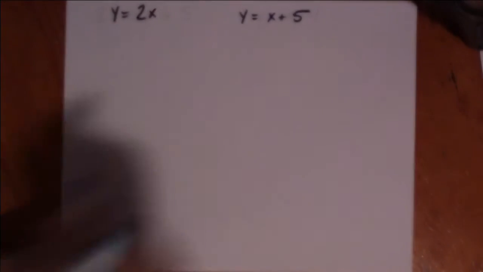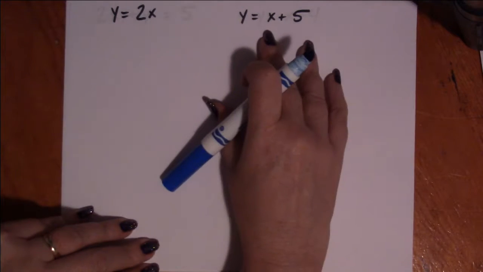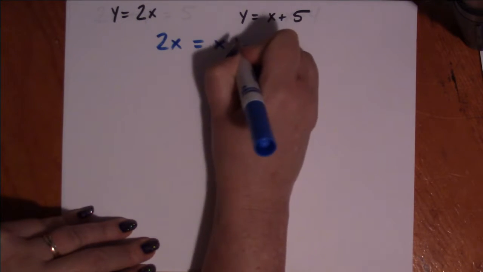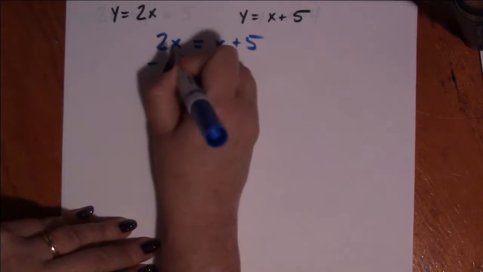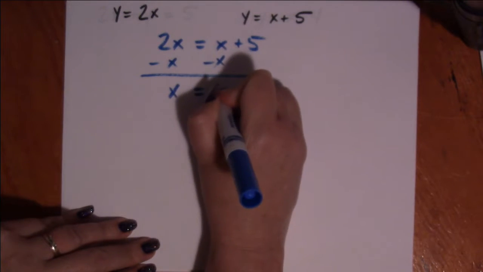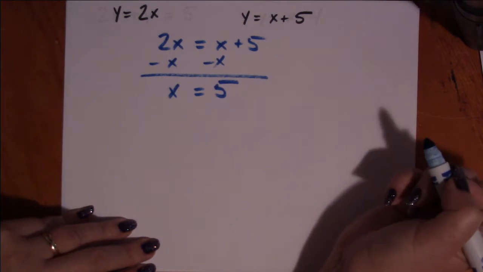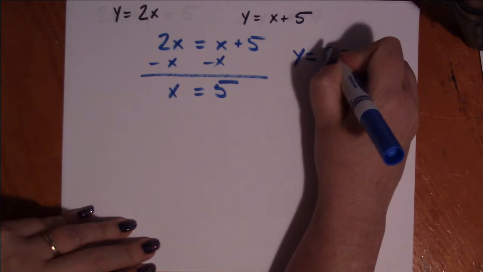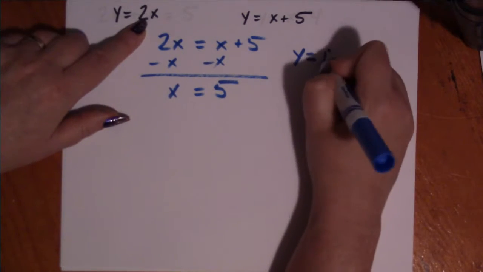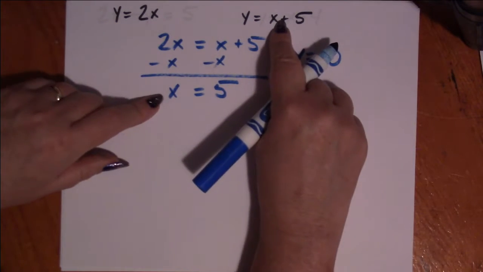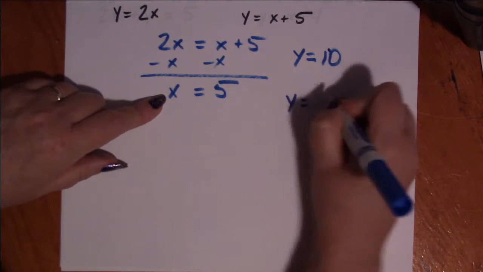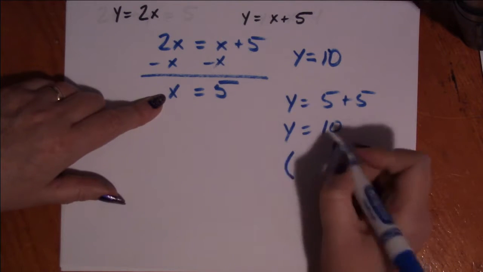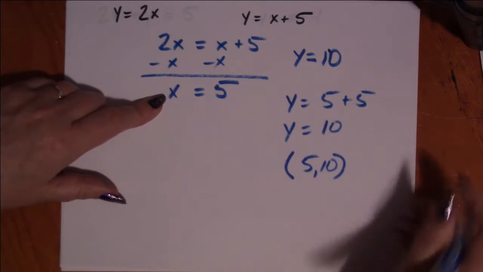Let's try some others. Here we have y equals 2x and y equals x plus 5. So here we're going to say 2x equals x plus 5. I'm going to subtract x from both sides, and x equals 5. Now we're going to take our 5 and substitute it back in. Y equals 2 times 5 is 10. Does that work here? Y equals 5 plus 5? Yes, y equals 10. So that works. So our answer is 5 comma 10.